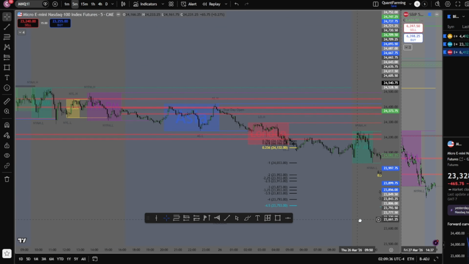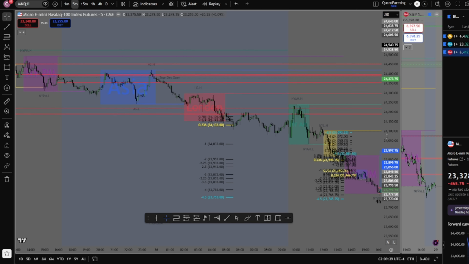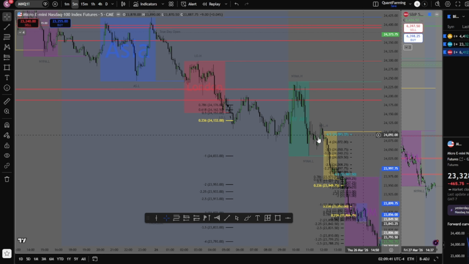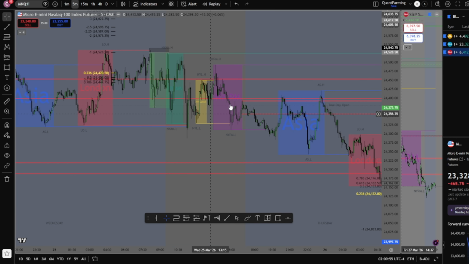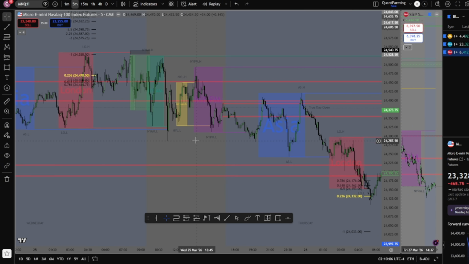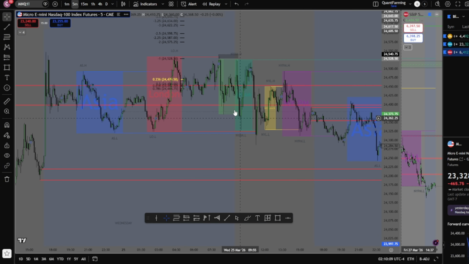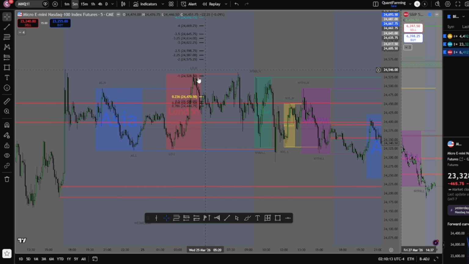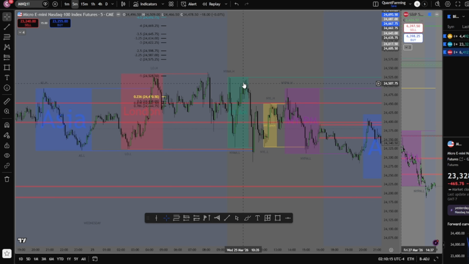Now, anytime we have a session open, typically we have a manipulation of that session. Typically, we see a manipulation in price before it heads in its true direction, whether it takes out a high before it continues lower or vice versa. So for example, we could see here on this AM session, we had this sweep, this manipulation upwards before continuing lower. So as you could see, we had a sweep here.